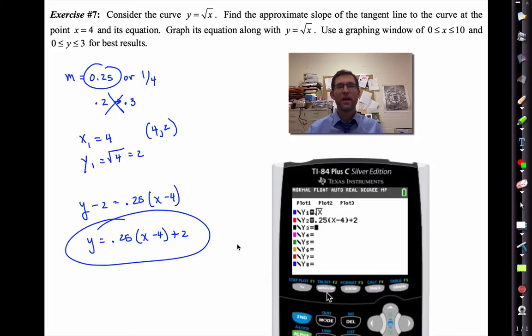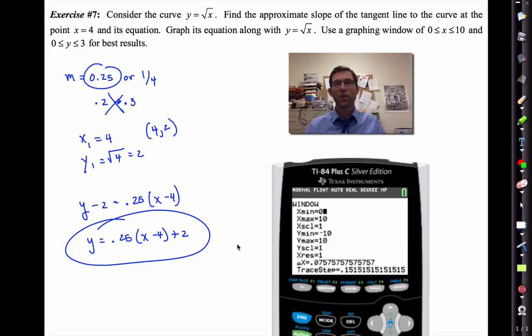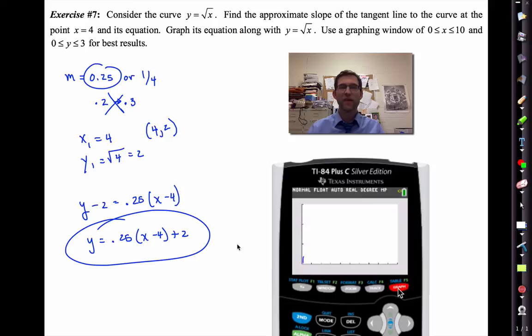All right. Now I want to graph it. I gave you the perfect window, so let's go in and use that window. Let's hit our window button. We're going to put x min in as 0. X max is 10. Y min is 0. Y max is 3. Okay. Everything's set. Make sure your window looks good. Let's hit graph.